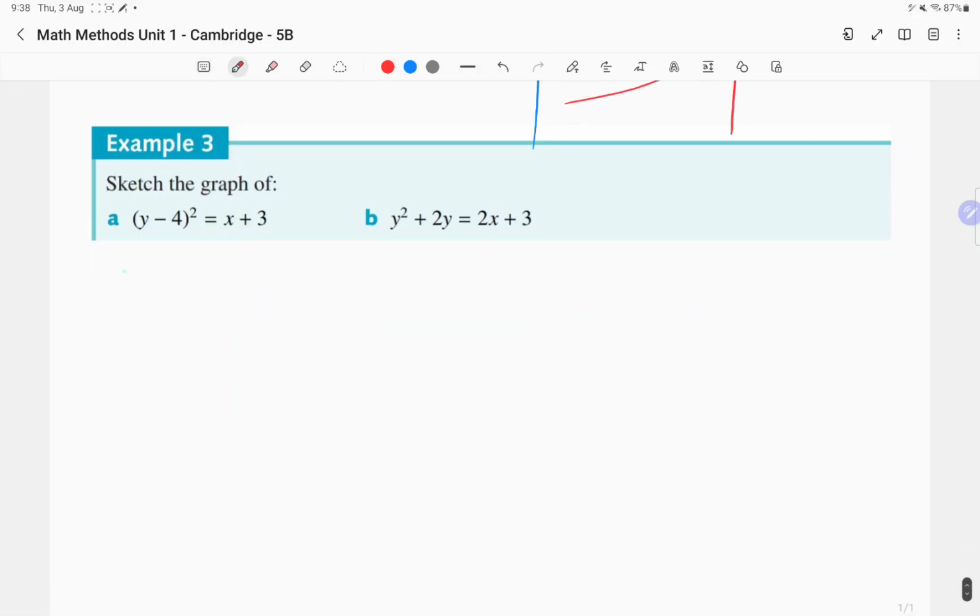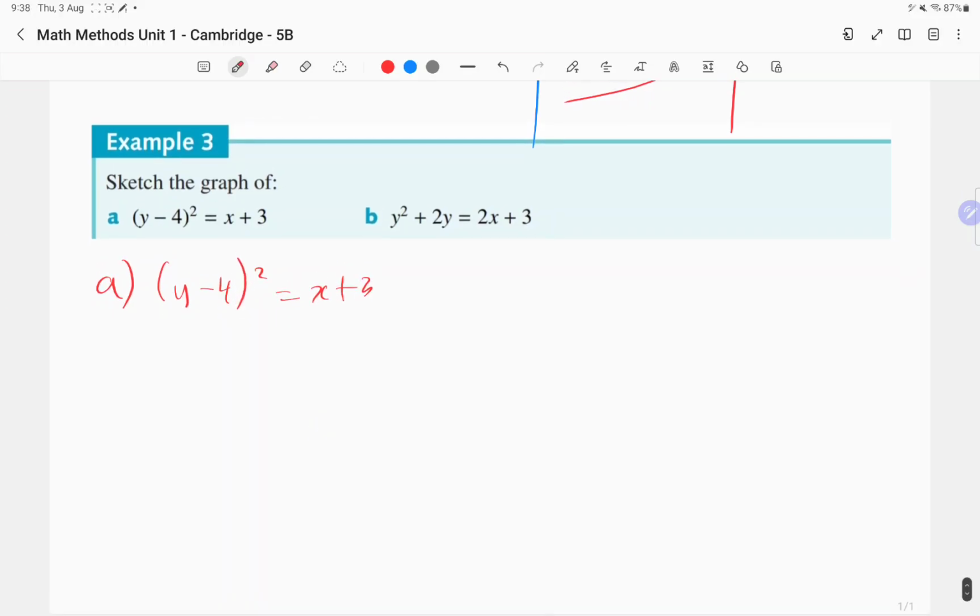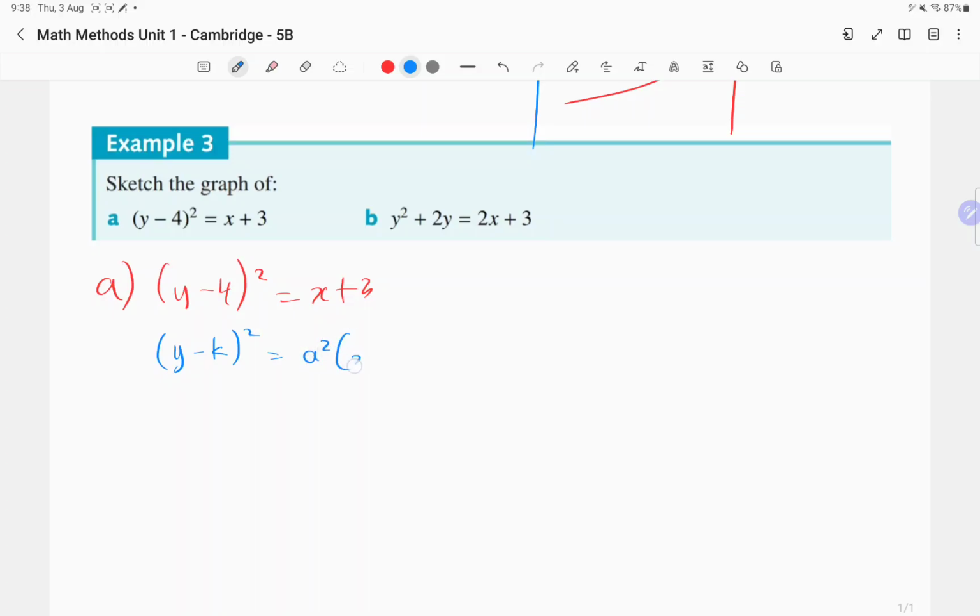All right, let's try out these examples here. The first example is (y minus 4) everything squared equals x plus 3. If you want to sketch this, remember the turning point form: (y minus k) everything squared equals a squared times (x minus h). Looking at this, you can see k is 4, and a squared is just 1. And this is plus 3, but we want minus h, so h is negative 3, because you need x minus negative 3 to get x plus 3.